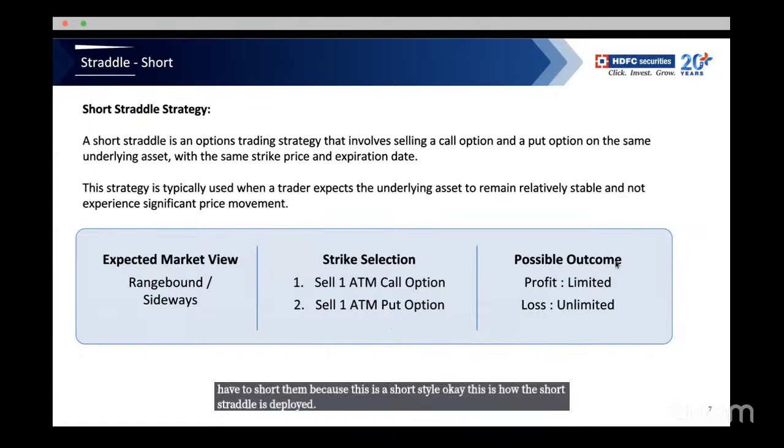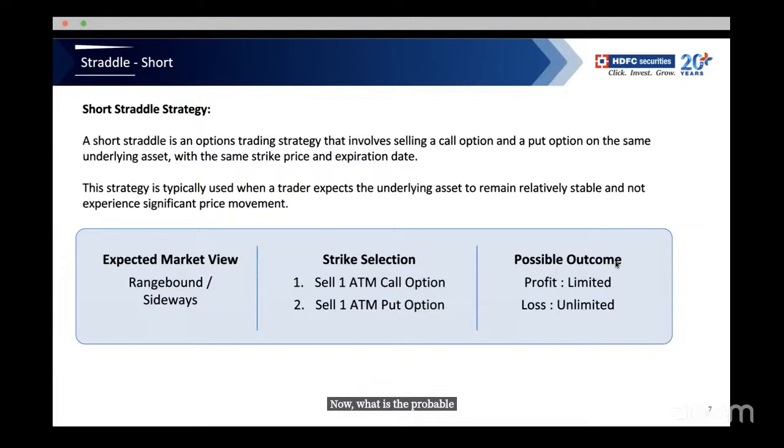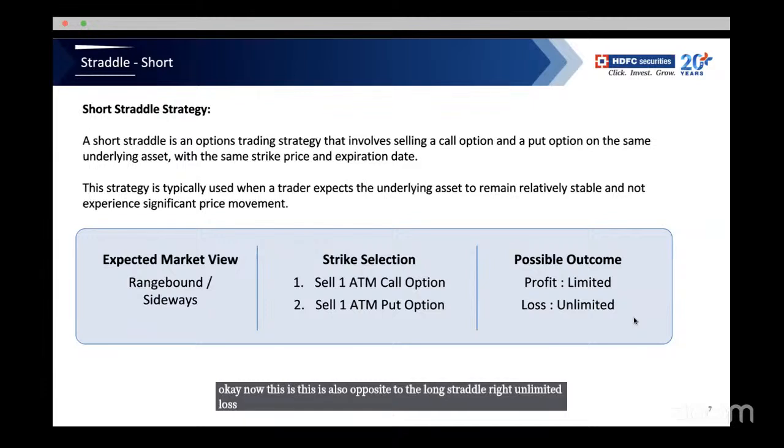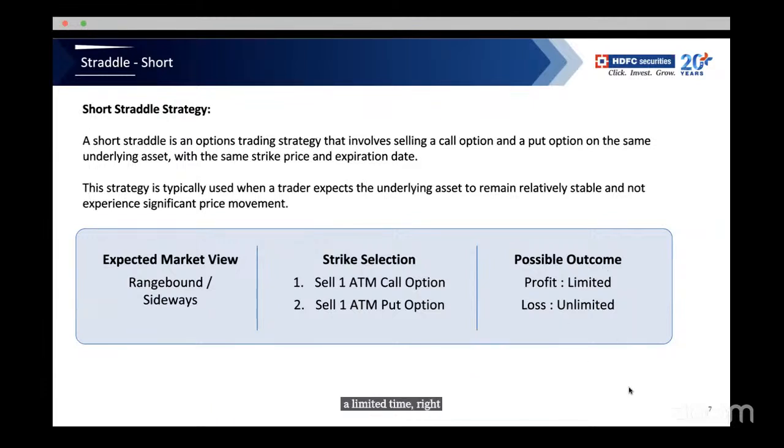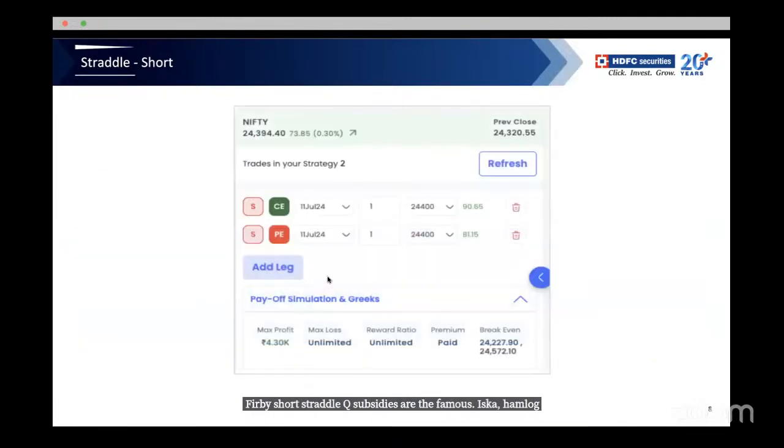Now, what is the probable outcome? The profit is limited and the loss is unlimited. Okay, now this is also opposite to the long straddle, right? There our profit was unlimited and loss was limited, right? Here it is the reverse. Still, why is the short straddle the most famous? Let's see an example of this.